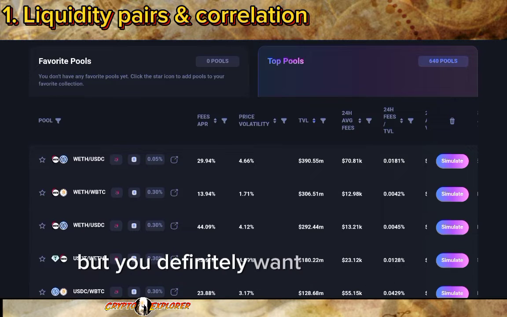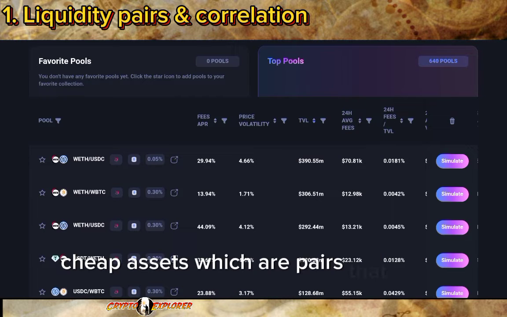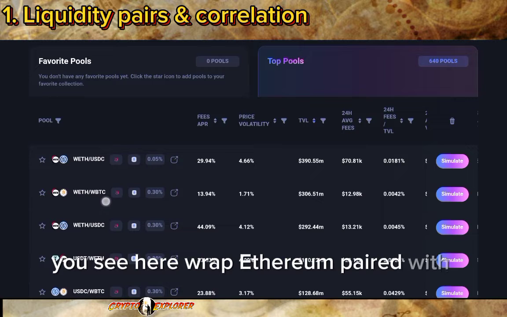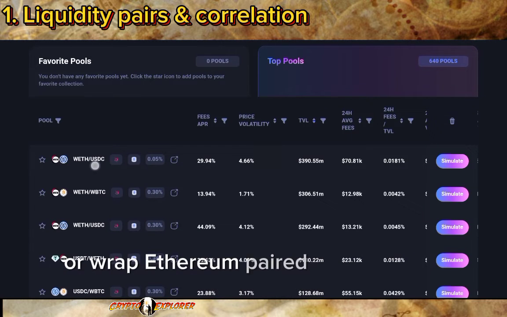But you definitely want to stick with blue chip assets, which are pairs that have, for example, Ethereum paired with Bitcoin. You see here wrapped Ethereum paired with wrapped Bitcoin, or wrapped Ethereum paired with a stablecoin.